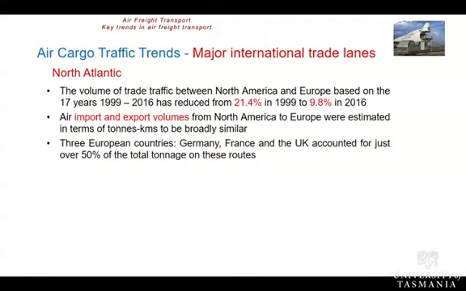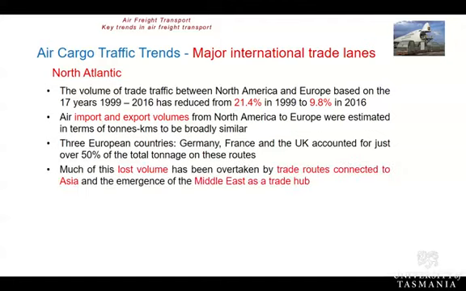Now, probably as expected, 3 European countries there, Germany, France and the UK, account for 50% of the movement of tonnage along this route, and probably reflects the economic standing of those particular countries. Interestingly, most of the volume that is reduced out of this particular route has been taken up by trade routes either connected to Asia and certainly the emergence of the Middle East as a trade hub.